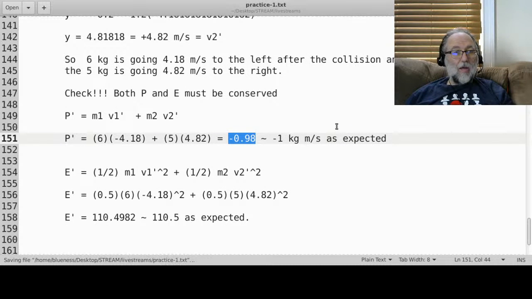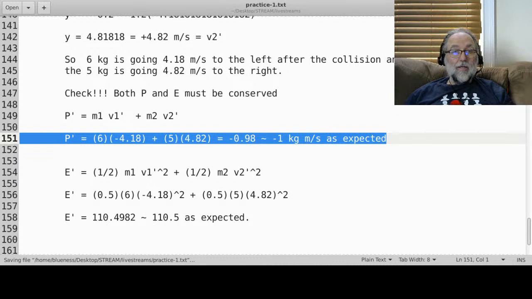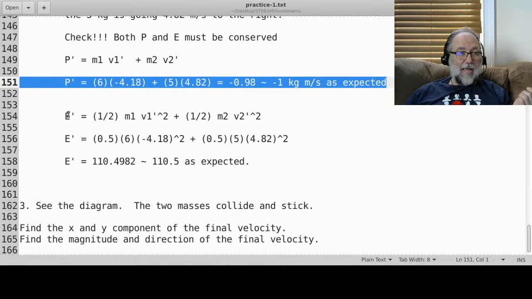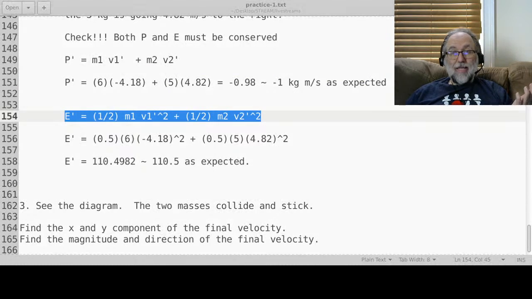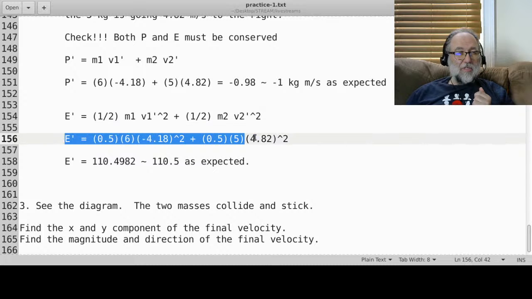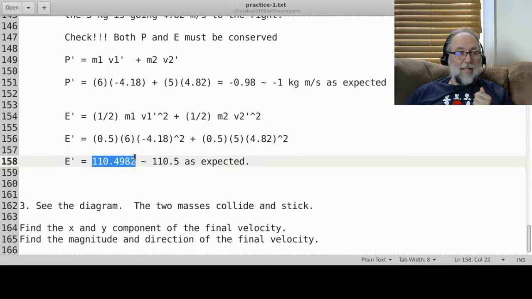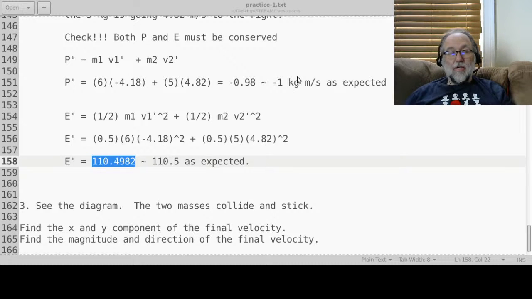And so you say, okay, great, that's the first check. That is necessary but not sufficient. I had better do the other check. What's the other check? Is the energy conserved? And we know what that energy has to equal. That energy has to equal the energy before, which was the 110.5. So you put in the numbers here, and you can see that I'm putting in the new velocities. It turns out that that energy is 110.4982. Again, within round off error, that's 110.5 joules as expected.